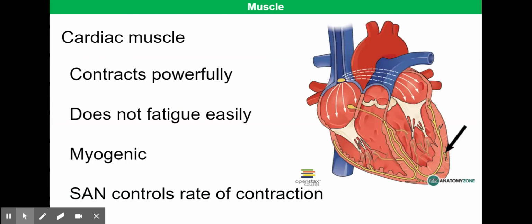Some muscle fibers in the heart, such as the Purkinje fibers, are modified to carry electrical impulses. These coordinate the contraction of the chamber walls. The heart muscle is myogenic. It can initiate its own contraction. However, the rate of contraction is normally controlled by the SAN. Cardiac muscle appears striated, i.e. striped, when viewed under a microscope.